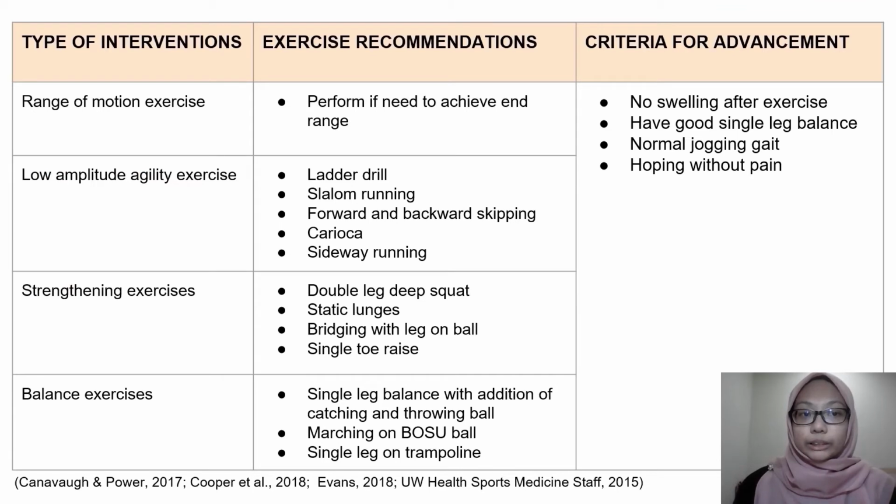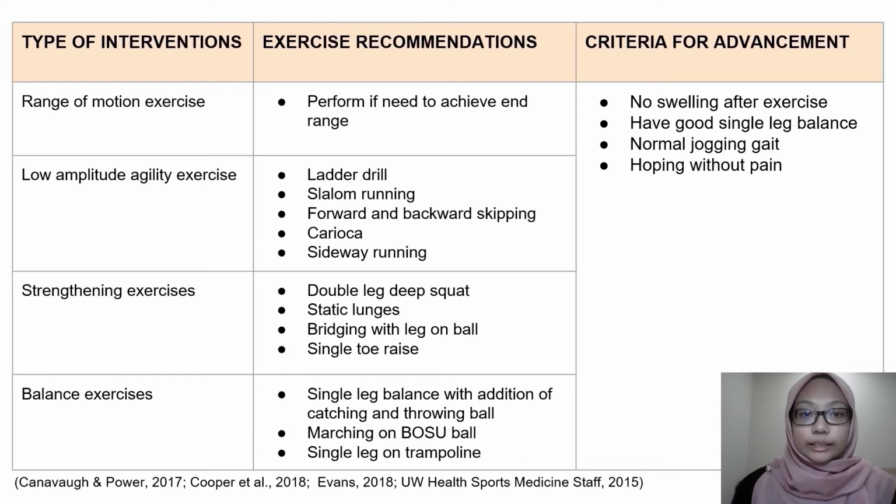The types of intervention that can be done in phase 3 ACL rehabilitation are range of motion exercise, agility exercise, strengthening exercise, and balance exercise. Range of motion exercise is only performed if patients still have limited range of motion or need to achieve end range of motion.